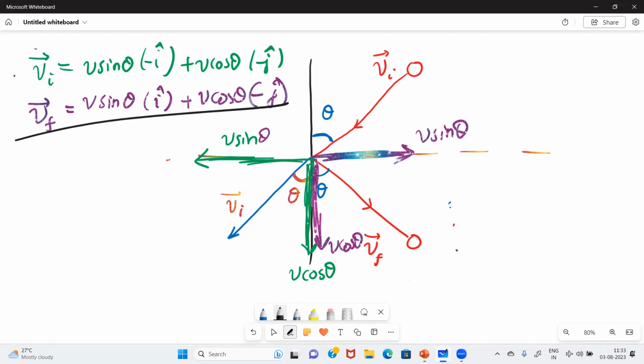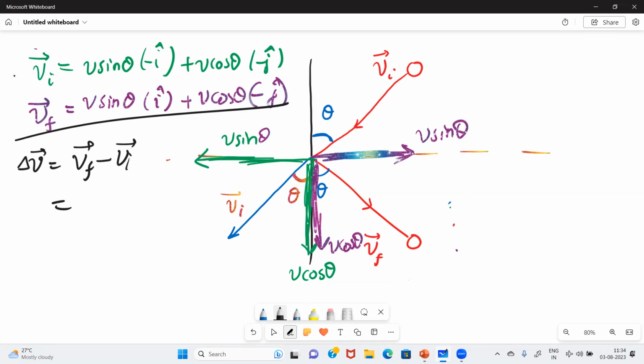Now, what are we going to do, guys? Change in velocity. Change in velocity is what? Final minus initial. I subtract the two equations. What will cancel now? Look at it. Minus V cos theta minus of minus V cos theta: minus V cos theta plus V cos theta. They will cancel.